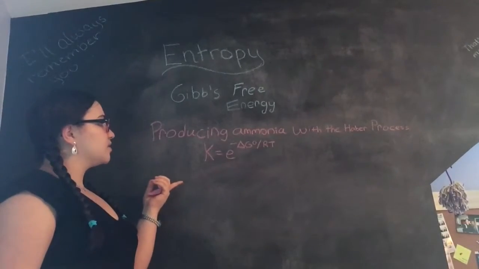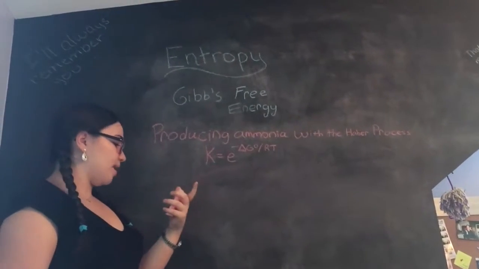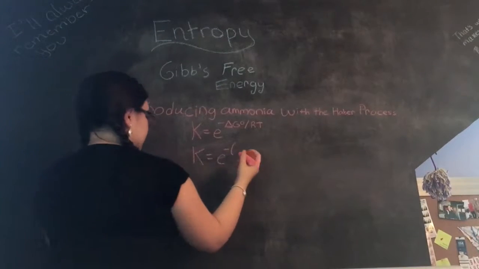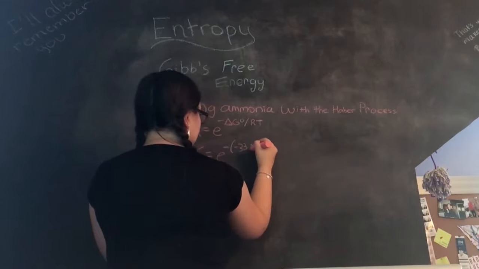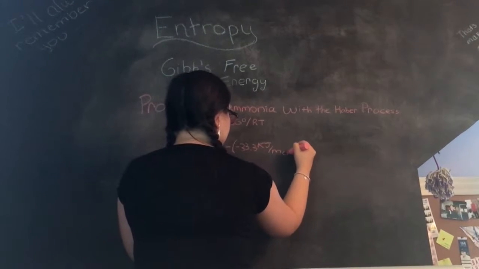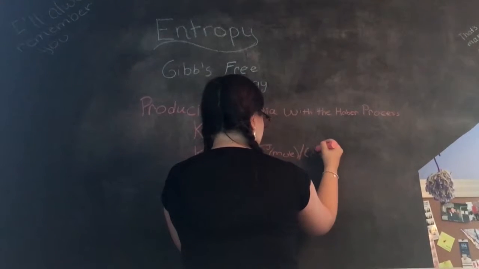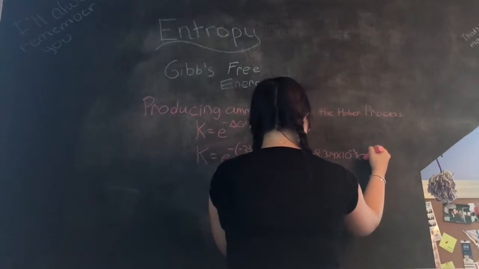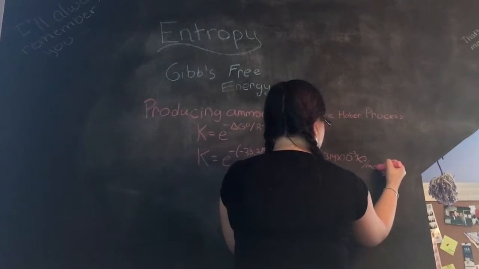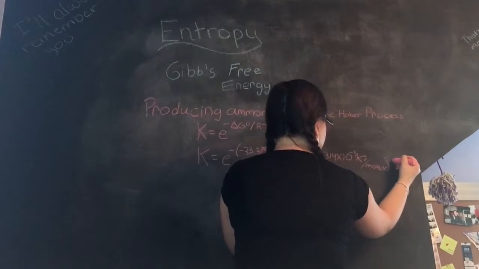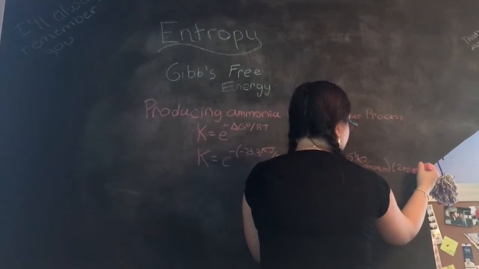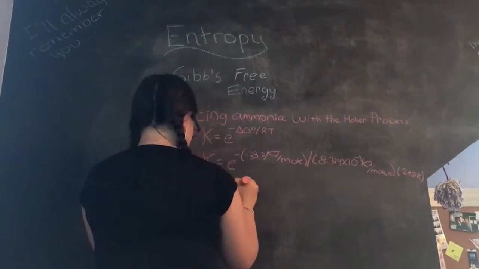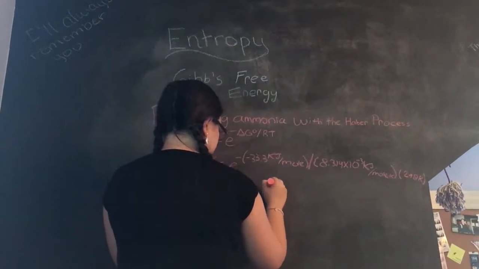We're going to be calculating the equilibrium constant using delta G. We're going to be using the same equation when we produce ammonia with the Haber process. So our K would equal e to the negative. The standard delta G we calculated before was negative 33.3 kilojoules per mole divided by 8.314 times 10 to the negative third, because we wanted to use the same unit, kilojoules. And that's going to be multiplied by our temperature, 298 Kelvin, and our final K comes out to 6.87 times 10 to the negative.